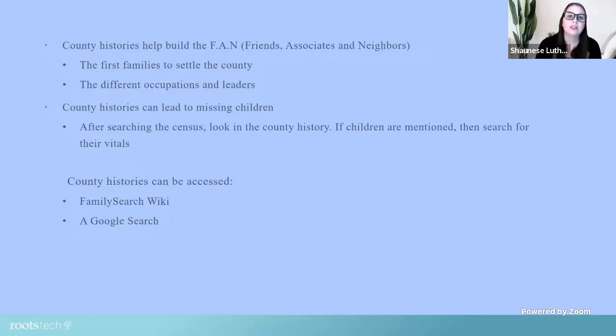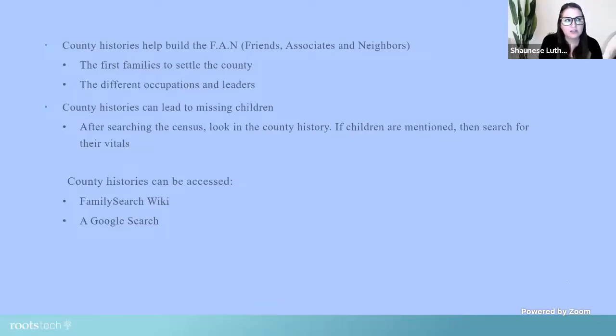The county histories can also lead to missing children. So if you're working in census records and there's a 10-year gap, you may not have known a child was missing. Well, a county history can talk about a family and mention the missing child's name. So after you do your census records, I do recommend looking in county histories next. Because if you did find missing children, then you can add them to your research and find their vital records. County histories can be accessed at FamilySearch Wiki or with a Google search to help with that.